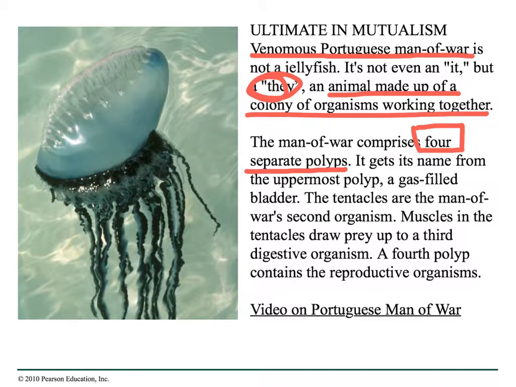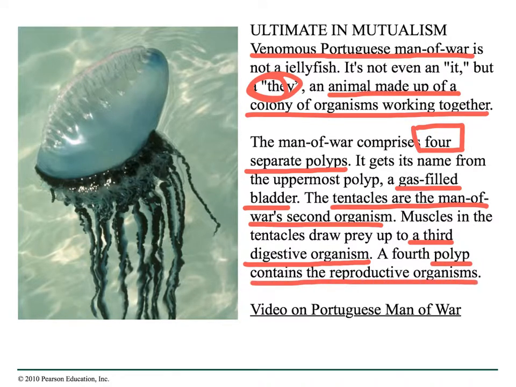One part is called the gas-filled bladder, so that's an organism of sorts. It has different DNA than the tentacle part of the Portuguese man of war, which is considered the second organism. Then those muscles and the tentacles draw the prey up to the third organism with different DNA, the digestive system, and we call it the digestive organism, which digests everything. And we have a fourth polyp organism that contains the reproductive organism, so it sort of organizes the different parts and pieces and gets it all together so you can have a little baby Portuguese man of war.